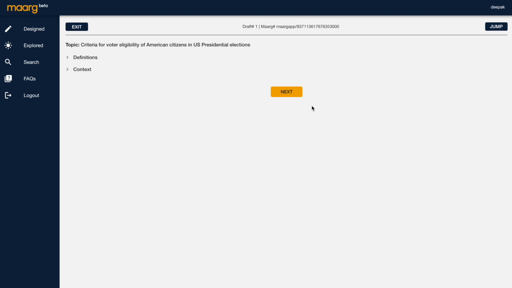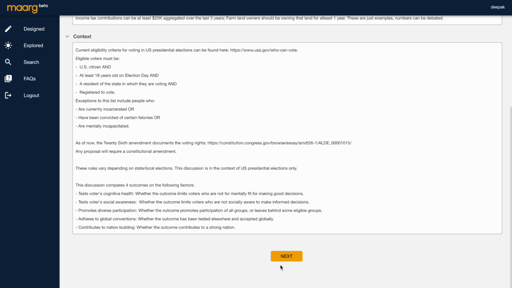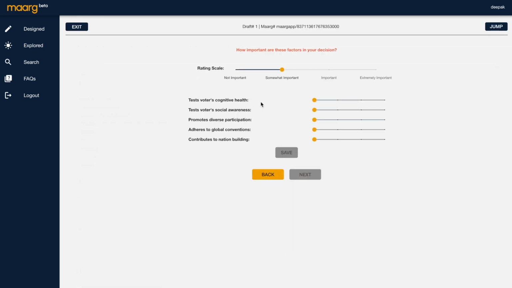Now we have started the reading session. We can always review the definitions and the context anytime we want. We can then proceed. Again, we are trying to rate each of these decision factors. For example, the voter's cognitive health may be an extremely important criterion in order to decide the voting age. The voter's social awareness may also be, let's say, somewhat important, and then whether or not the age criteria promotes diverse participation?